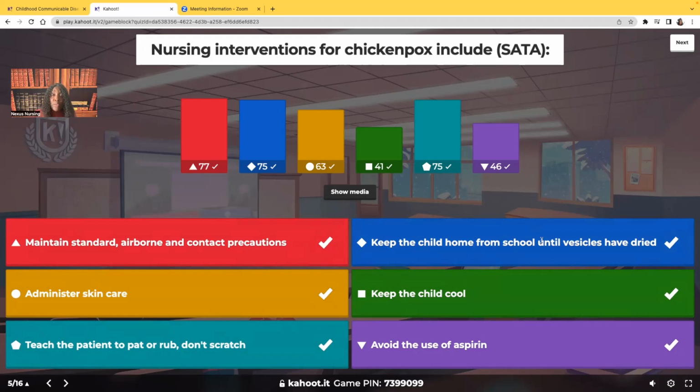Guess what? If those vesicles have not dried over, they are still contagious, and they can give it to the other kids at school.